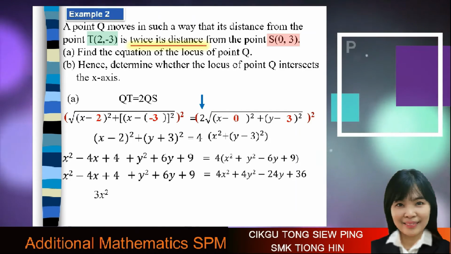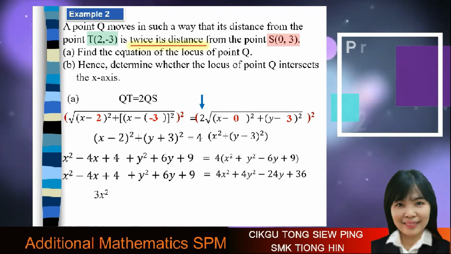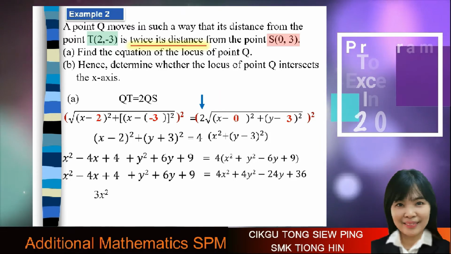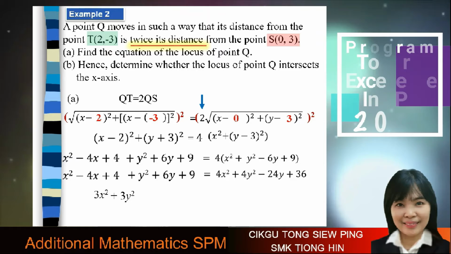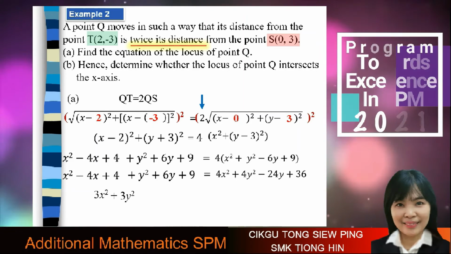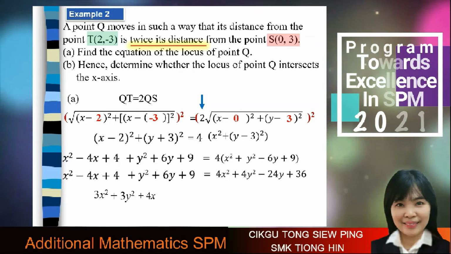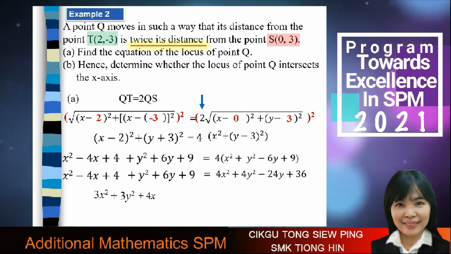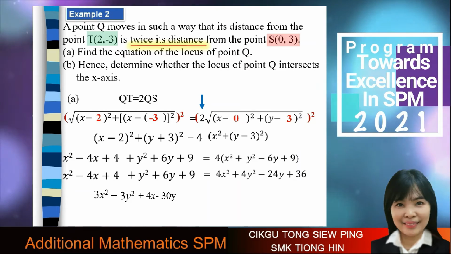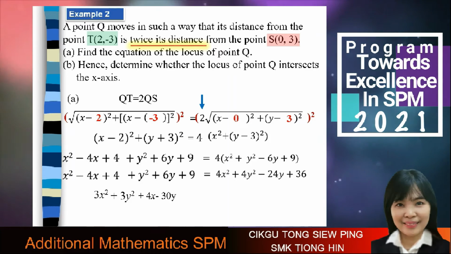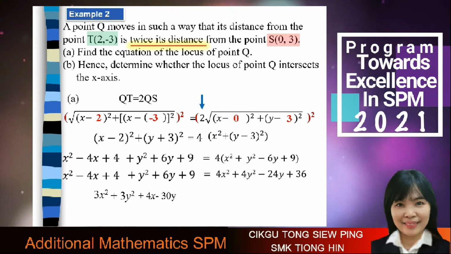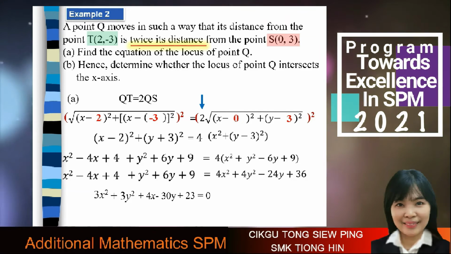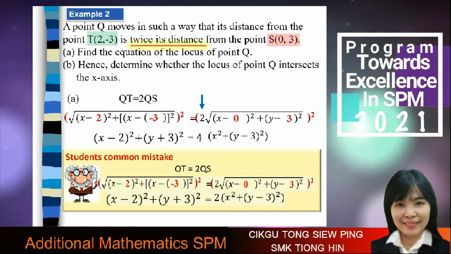So rearrange it. Move all the terms in the left hand side to the right hand side. 4x squared subtract x squared, you get 3x squared. 4y squared subtract y squared, you will get 3y squared. And the negative 4x shifted to the right, you get positive 4x. For the y, positive 6y shifted to the right, you get negative 30y. And the number here, you will get 23.